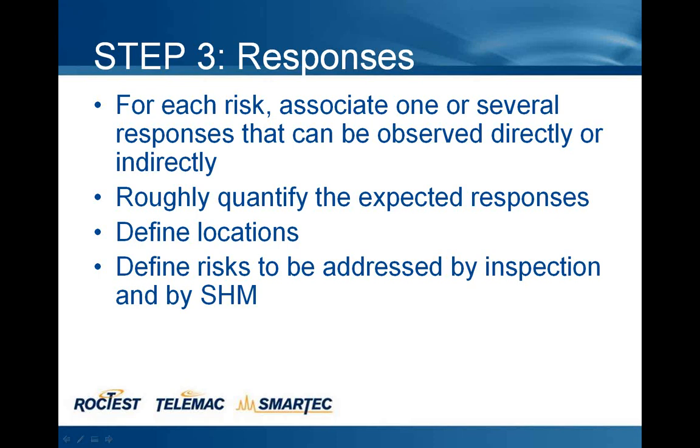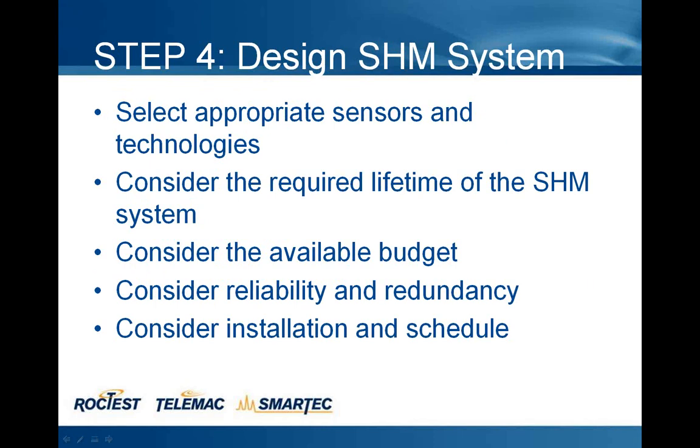Also, it will be useful to identify the locations that might be affected by that risk if they are, for example, not affecting the structure as a whole. And finally, the different risks can be categorized whether they are better addressed by inspection or by structural health monitoring. There are some events that are easier to detect with sensors and others that are easier to detect by visual inspection. So at the end of that step, we will have a list of responses and also how to address them. And this allows us to move to step 4, which is really the design of the structural health monitoring system.